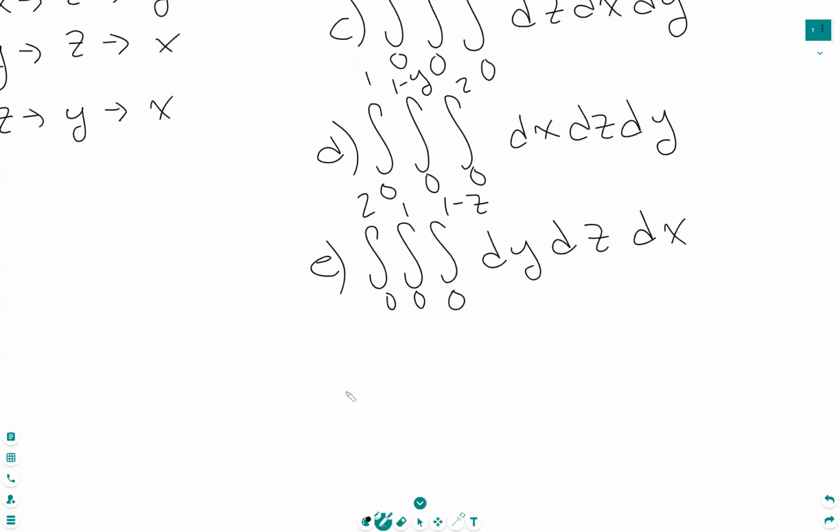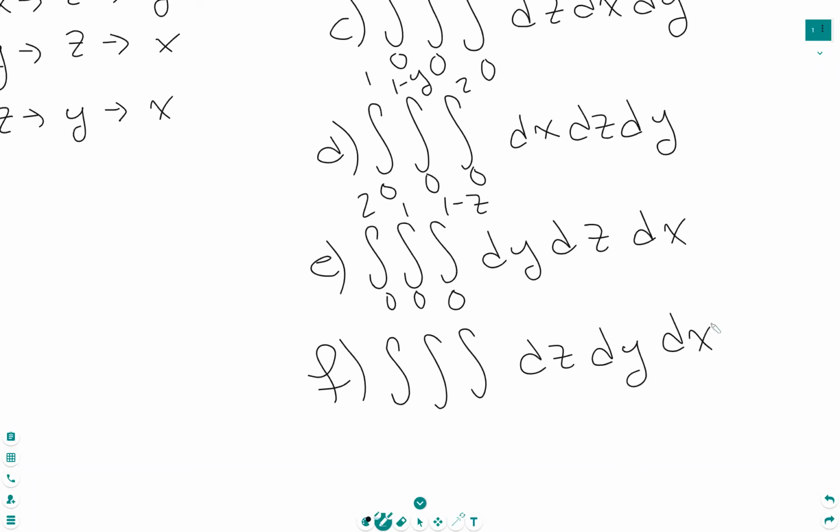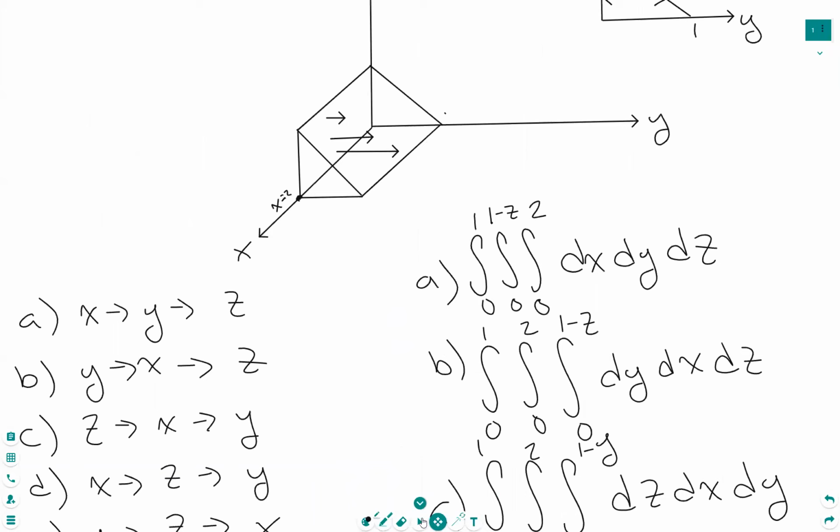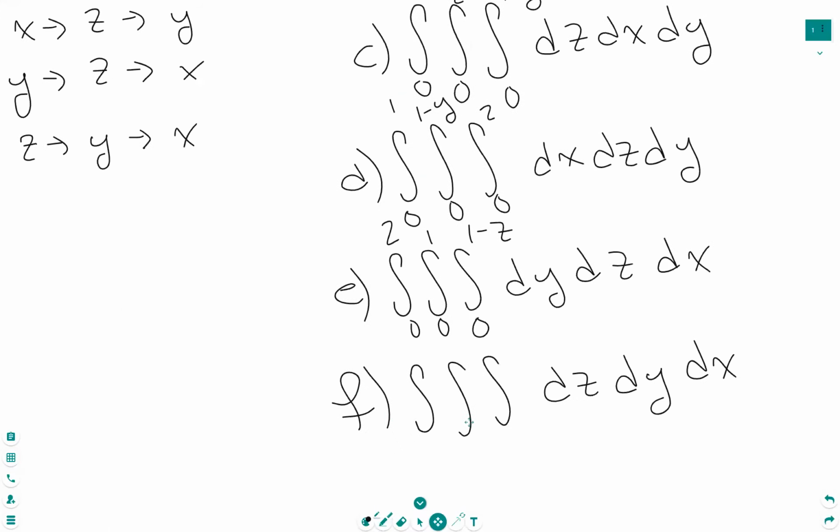And then finally, we have f, which is in the order dz, dy, dx. And we've done a dz before. So z goes from the base up to this plane equation. So something like that again. So we can solve for that plane in terms of z. So we get 0 to z equals 1 minus y.